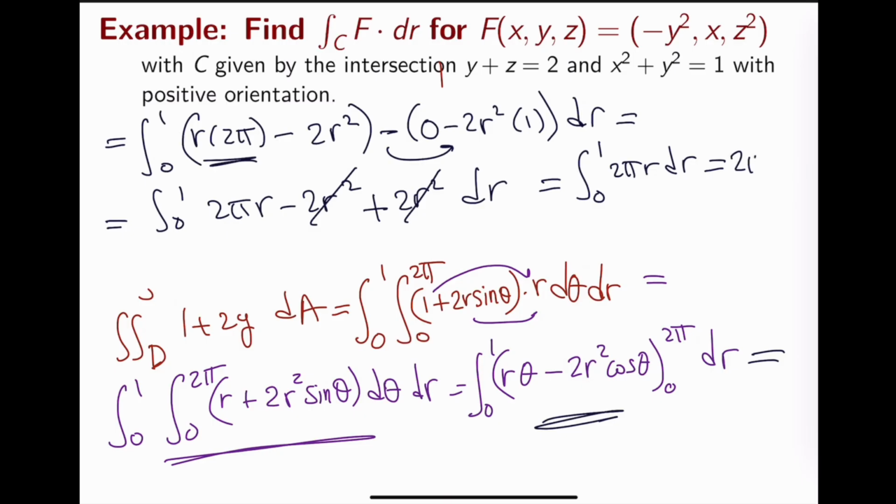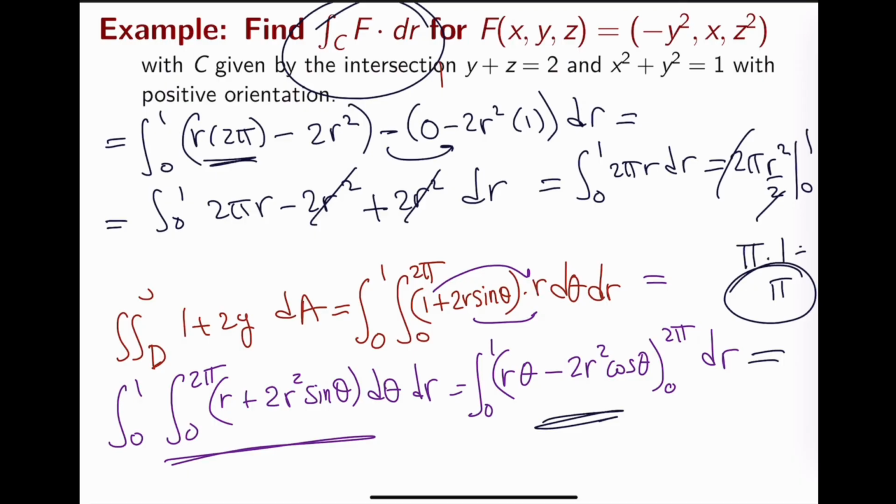Integrating this will be 2 pi r squared over 2 evaluated between 0 and 1. So the 2 cancel, and evaluated at 1, this is just pi times 1. So the final answer is pi. So this is the calculation then of this integral by applying Stokes' theorem.